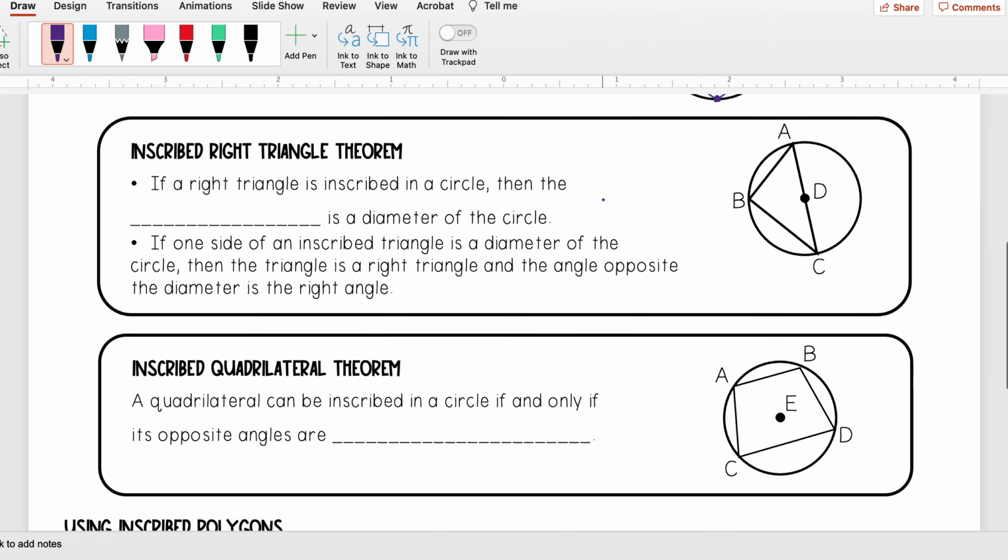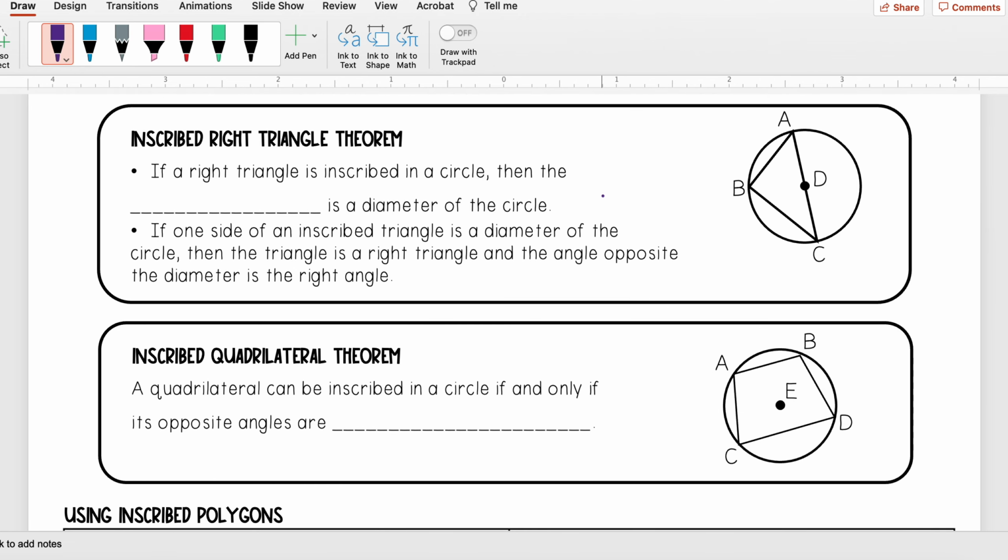And so we have two different theorems that come from these inscribed polygons. The first one deals with right triangles. And we have two different parts here. And that says if a right triangle is inscribed in a circle, then the hypotenuse is a diameter of the circle.